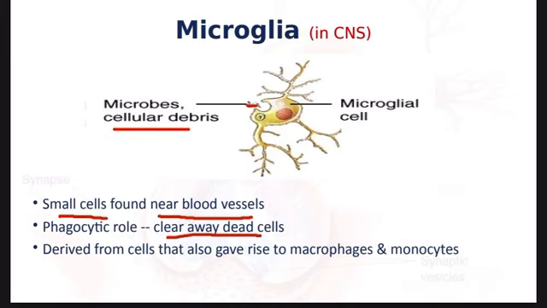You see, it clears the debris outside. So this is the cell, the microglia, and it clears the debris or dead cell bodies. They derive from cells that can give rise to macrophages, which usually fight infection and autoimmune infection.